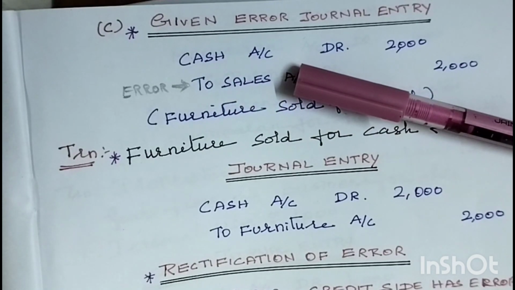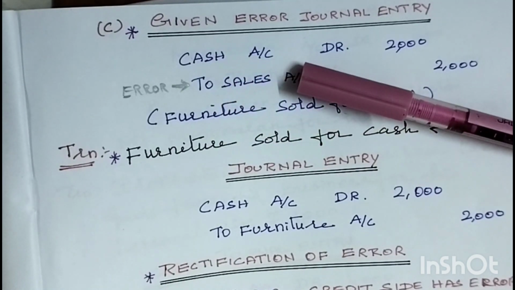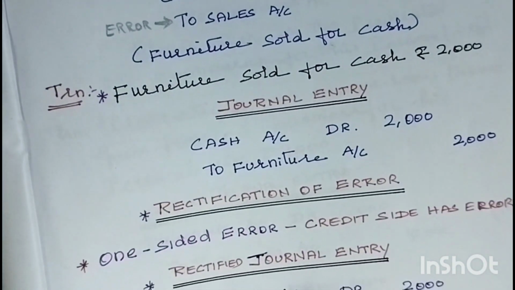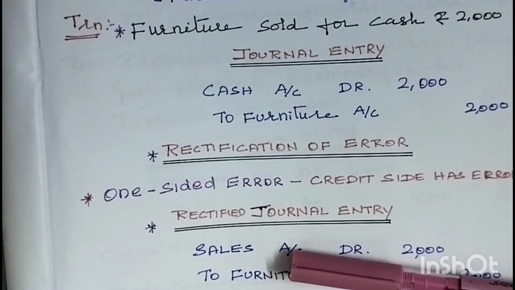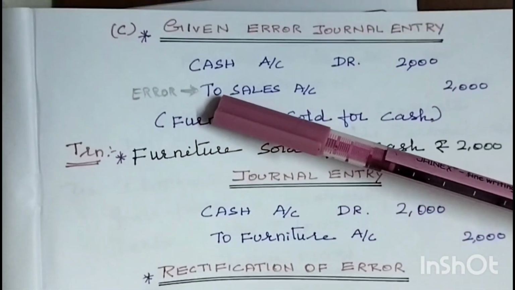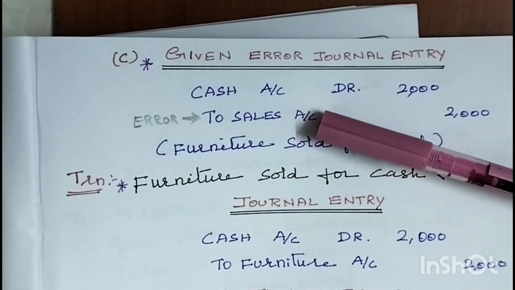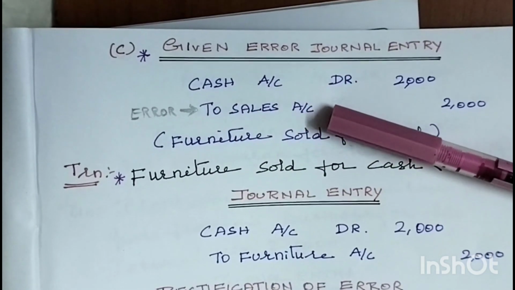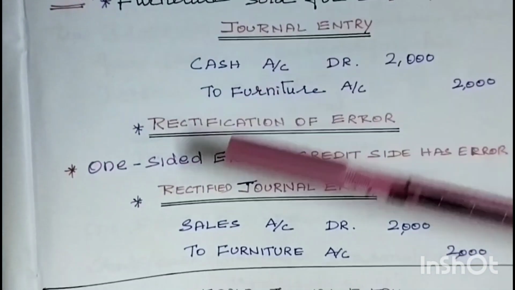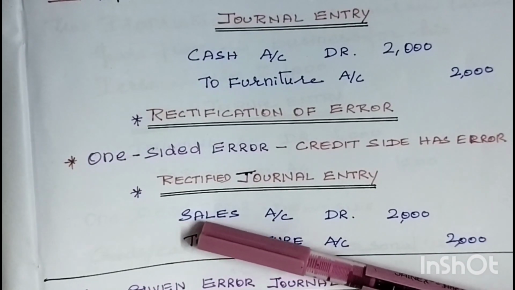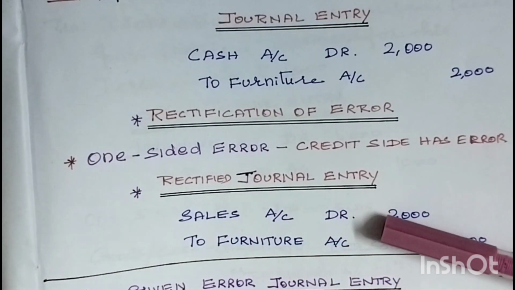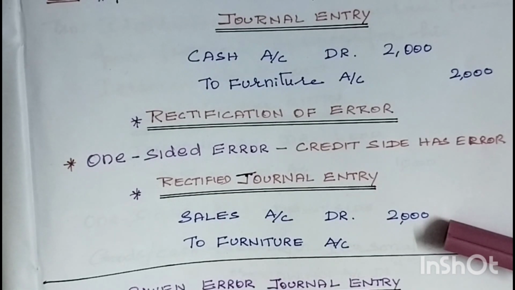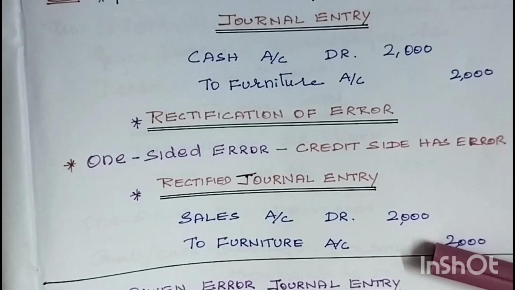Sales account. Which account is in error? Sales account is on the credit side, so we have to debit the sales account. Then only the error will be rectified. Okay, so we have the error on the credit side. Name of the account is sales account. We have to debit it. So on the debit side we have to write sales account debtor 2000 rupees. Now the error is rectified.